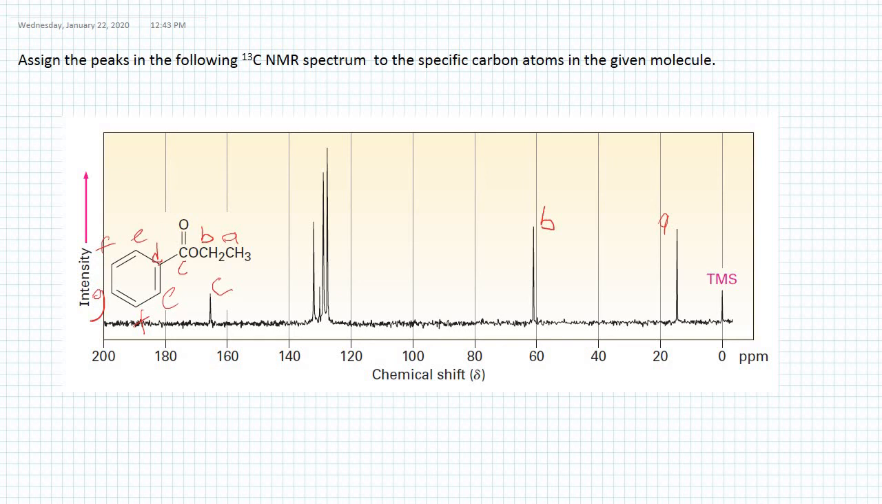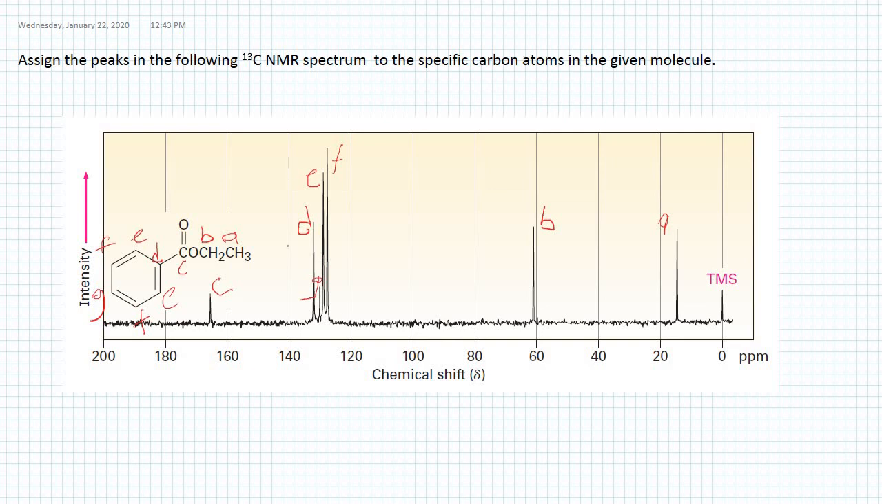Let's start with D. D is very close to a carbonyl carbon, so we expect that it will be downfield. So we can assign that this is going to be D. Again, the next one is probably E. Then probably G is this small peak here, and F, we can say, is this big or longer peak.